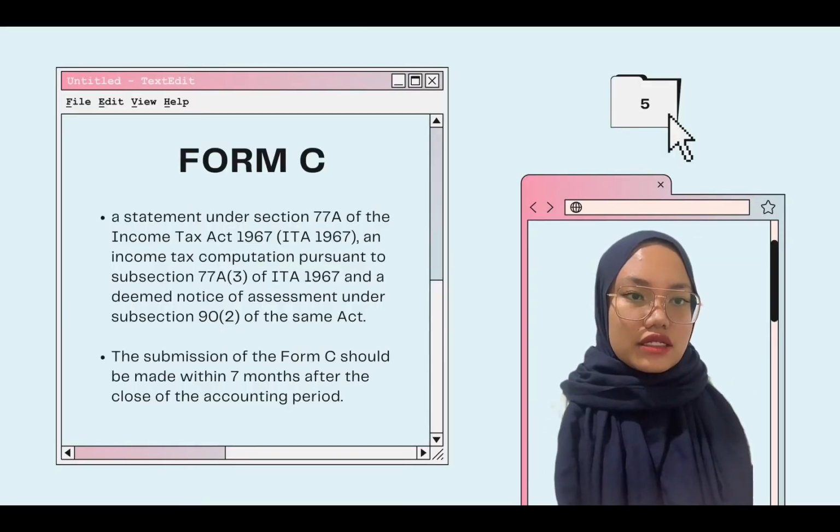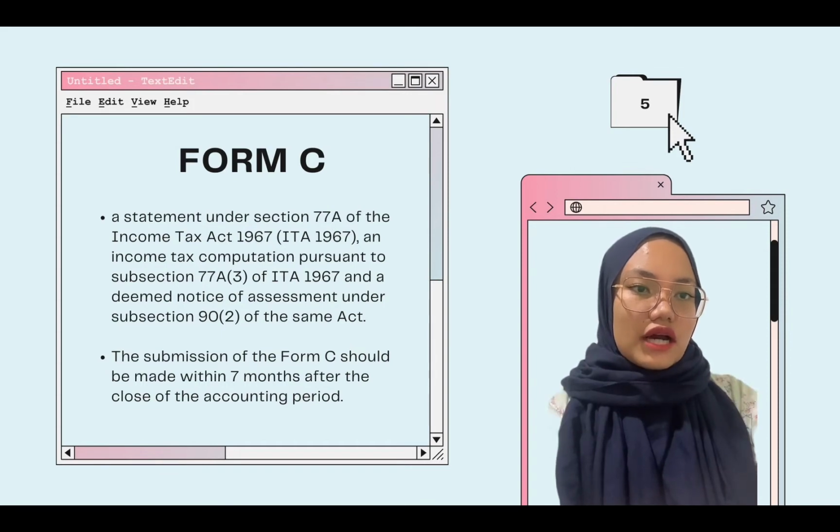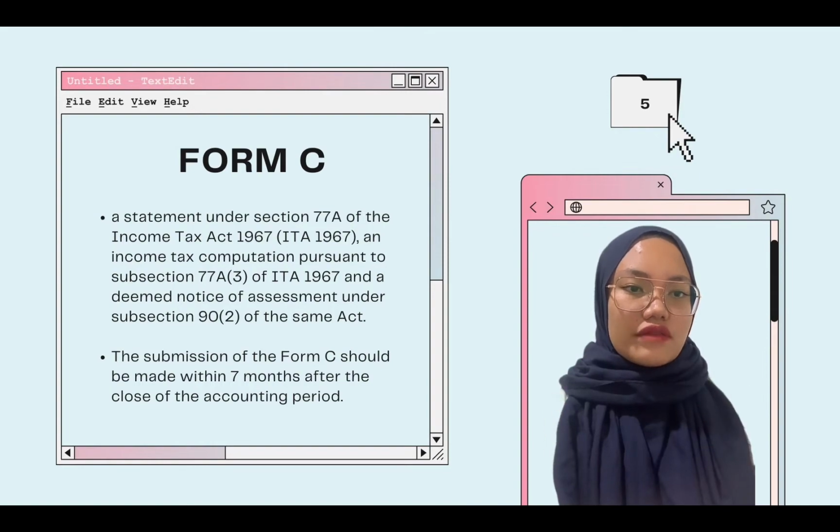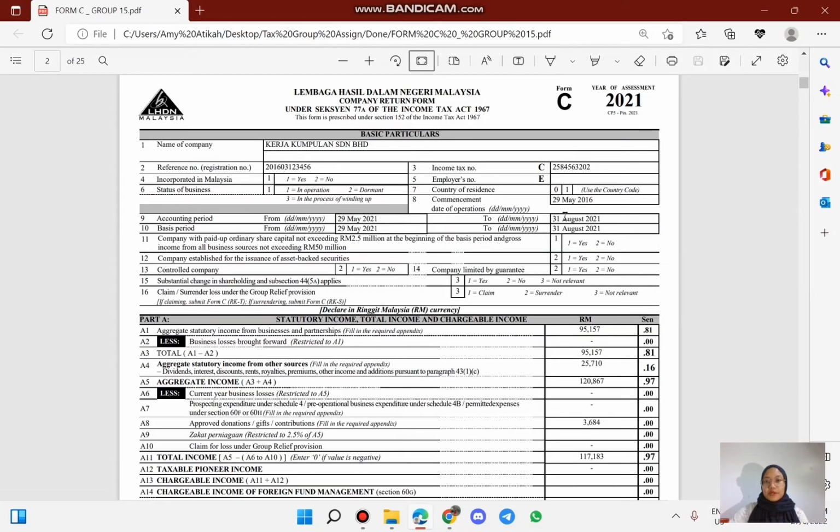Form C is a statement under Section 77A of the Income Tax Act 1967 and income tax computation pursuant to subsection 77A(3) of ITA 1967, and a notice of assessment under subsection 92 of the same Act. The submission of this Form C should be made within 7 months after the close of the accounting period. This is the form, which is Form C.